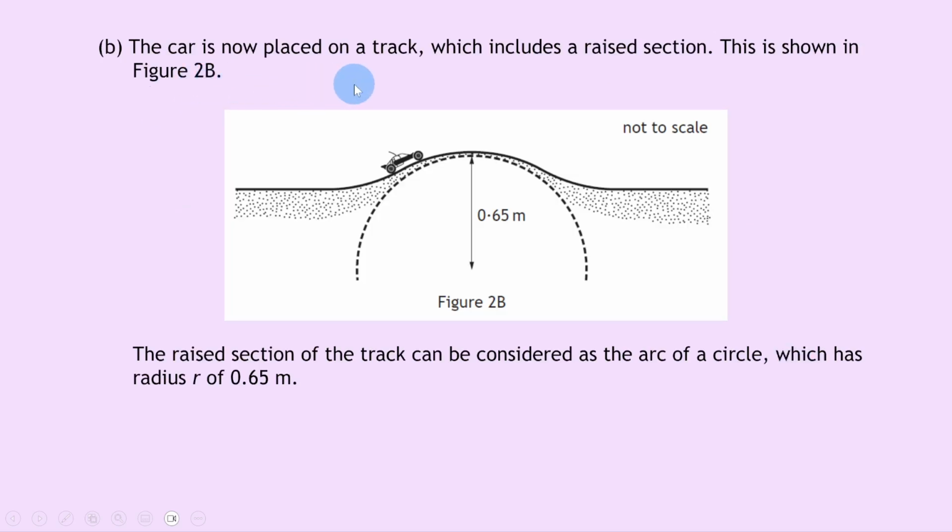Part B says the car is now placed on a track which includes a raised section. This is shown in figure 2b. The raised section of the track can be considered as the arc of a circle which has radius r of 0.65 meters, and you can see that radius labelled there.